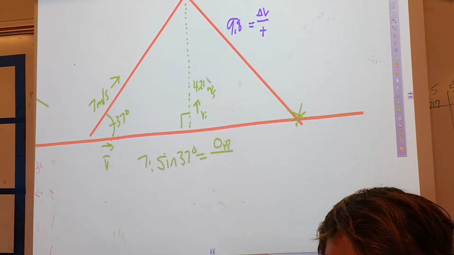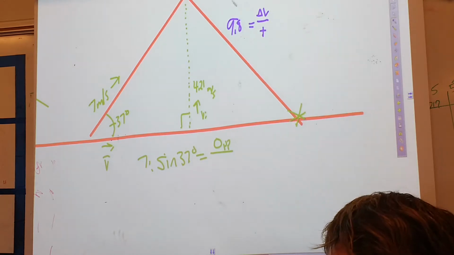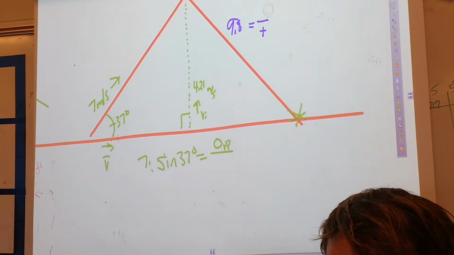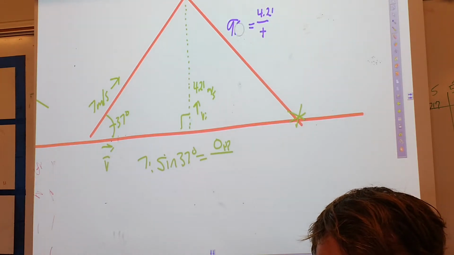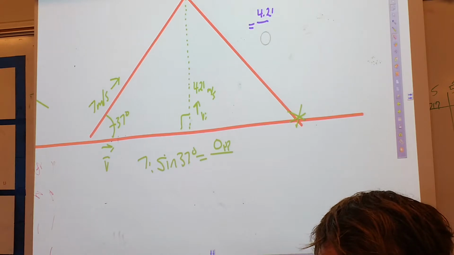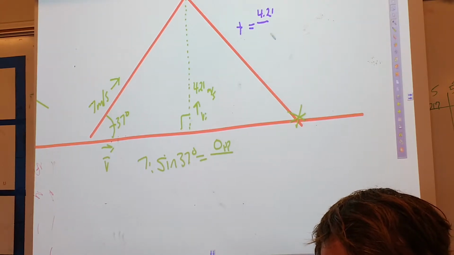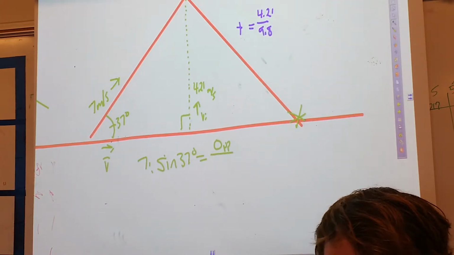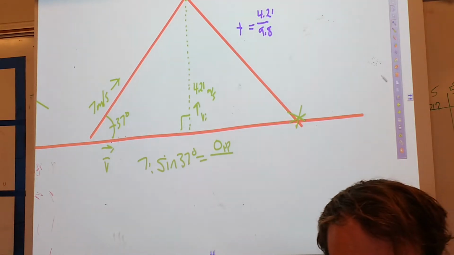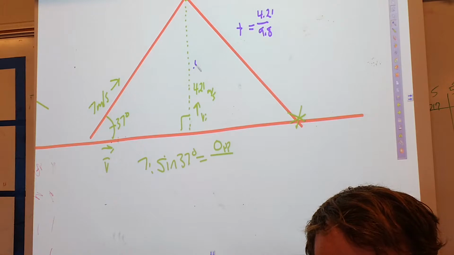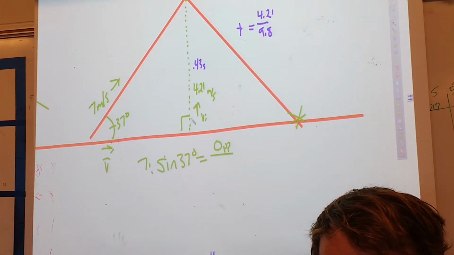The change in velocity will be from 4.21 to 0. So we can just put 4.21 in here. And now we're going to solve for this time. We can switch those two numbers. We're using algebra 1 here. T is equal to 4.21 over 9.8. That gives us a time of 0.43 seconds for it to go up.